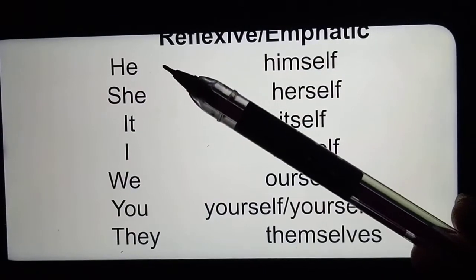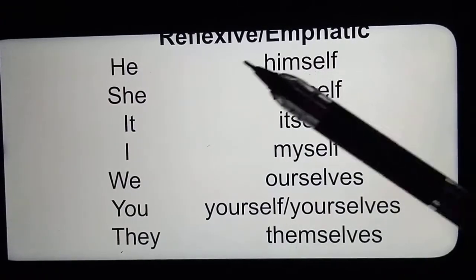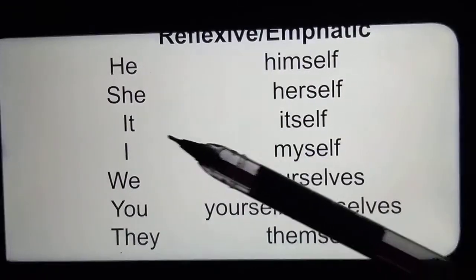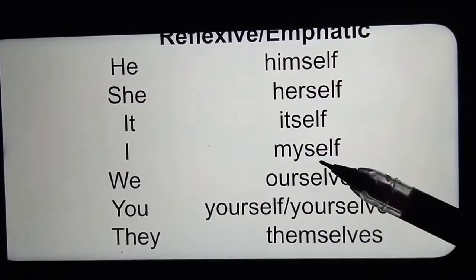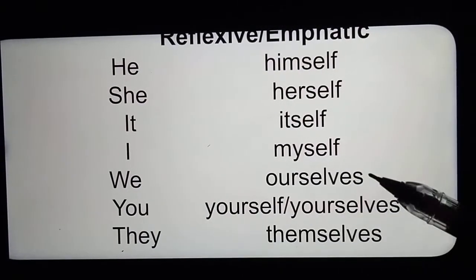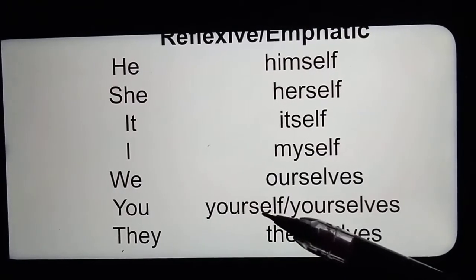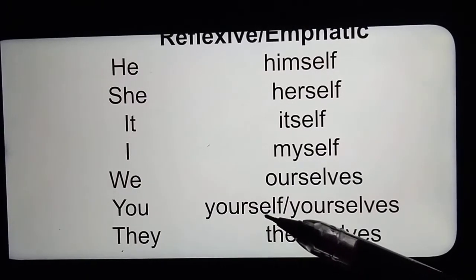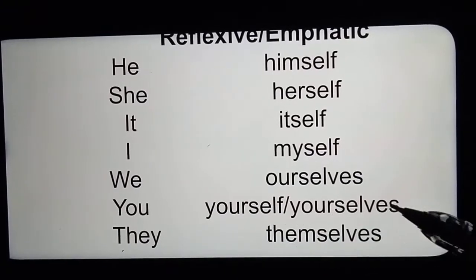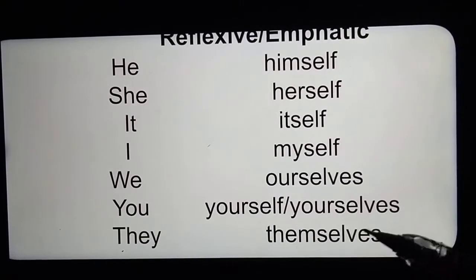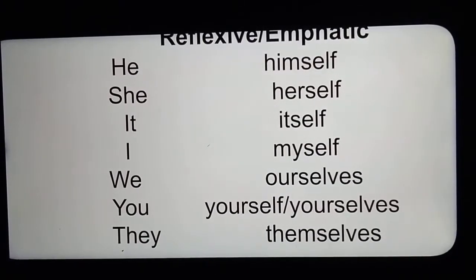The reflexive or emphatic form of he is himself. She becomes herself. It becomes itself. I becomes myself. We becomes ourselves because it is plural. You, because it can be used as singular or plural, has both forms: yourself and yourselves. They becomes themselves, because again it is plural.